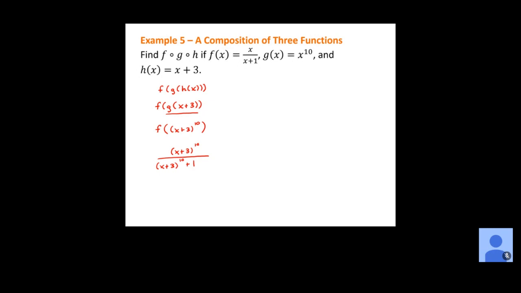Good, the denominator, right? Since we have a fraction, we know the denominator can't be equal to 0. So we would have to say that (x + 3)^10 + 1 can't be equal to 0. Now, here's what I want you to think about. If I substitute values in for x in x + 3, and I raise them to the 10th power, what's going to always be true about those values?